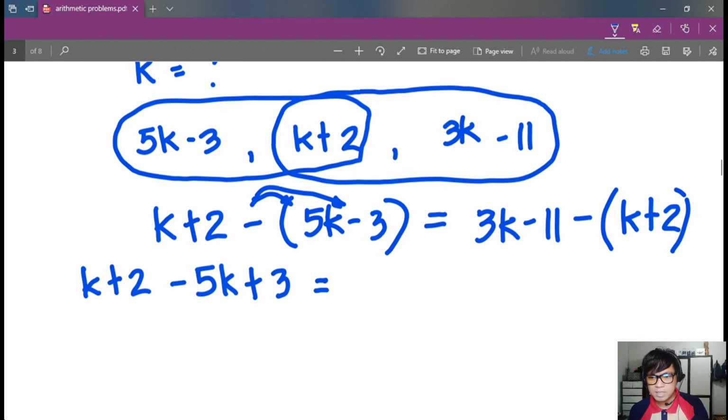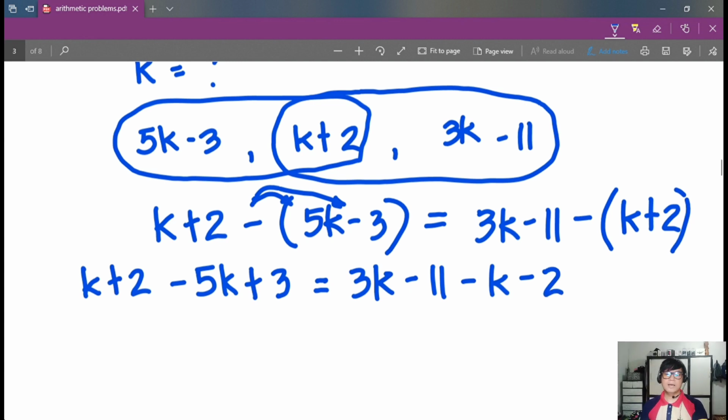So, magiging 3k minus 11. So, substitute naman natin itong sign dito. So, negative k minus 2. Negative times positive kasi. So, naalis na yung parentheses.